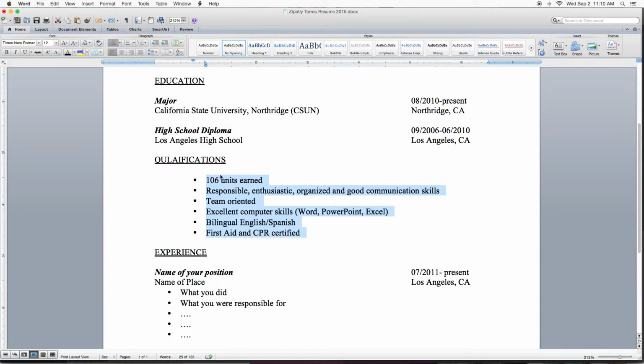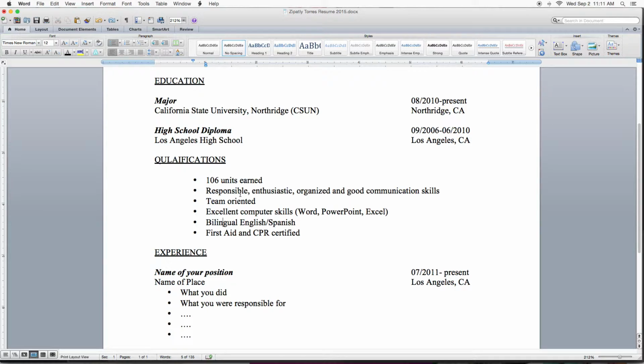I actually included how many units I earned, just because for the job that I was applying for, they were interested in knowing that I had more than 60 or 70 units, which I did. Then you just put some of the stuff I put: responsible, enthusiastic, organized, and good communication skills. A lot of jobs will require good communication skills, so you should add that. I'm bilingual, so I know English and Spanish, which was one of the requirements. And also first aid and CPR certified.